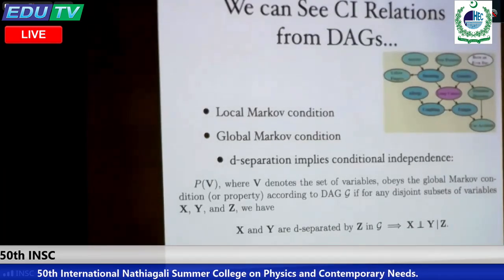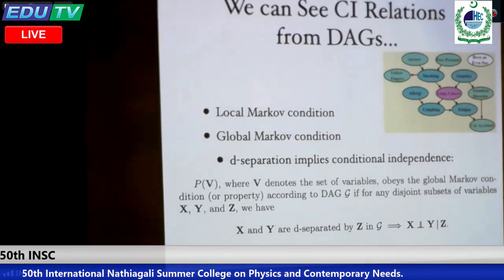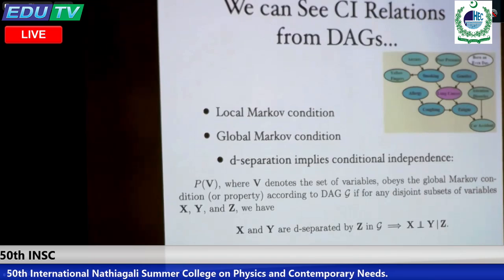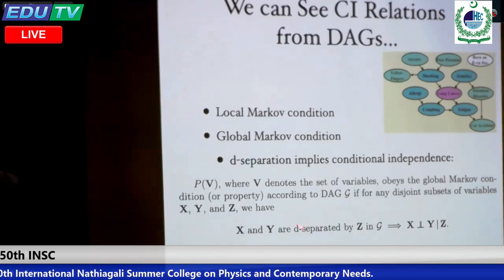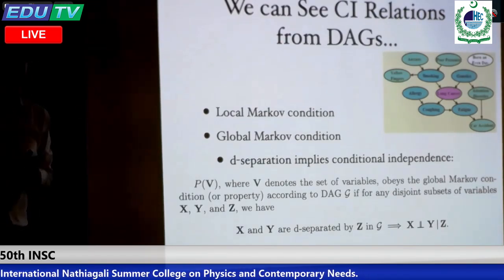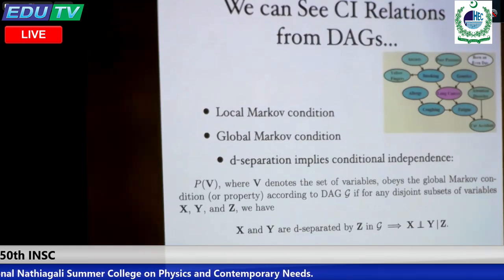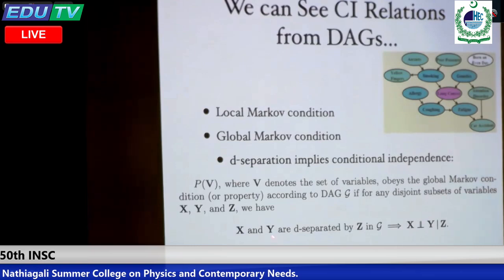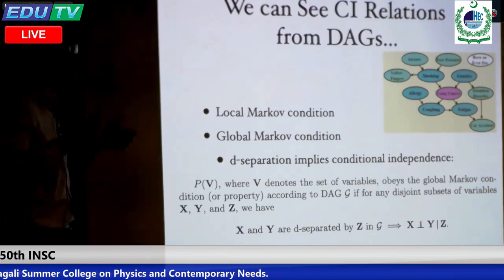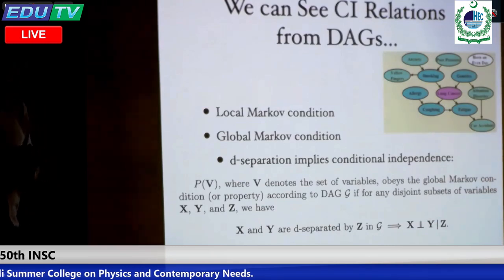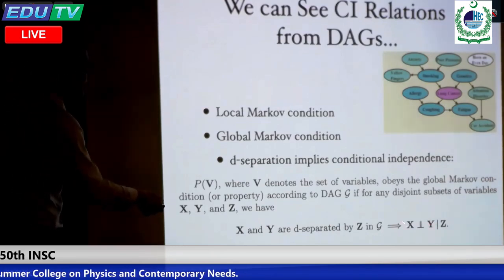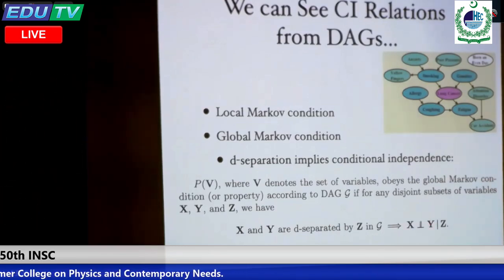Now, let's try to solve the problem. We know the Markov condition. What's the Markov condition? It says if they are d-separated, then they are conditionally independent. This is the global Markov condition. But now we try to say something about the graph by making use of the independence relations in the data. What can we do? We have to go from the right-hand side to the left-hand side. How?